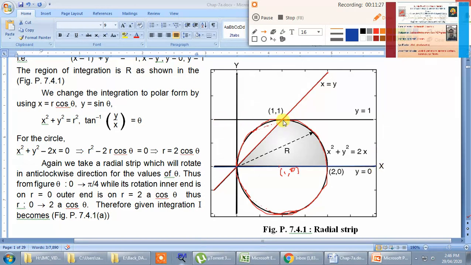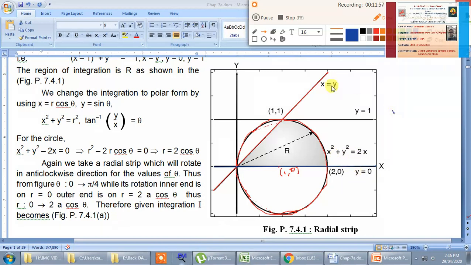Note that this will be the point of contact. If you put x equal to 1, y also will be equal to 1. And if you solve these two, putting y equal to x here, we get x square plus x square, that is 2x square, equal to 2x, and that gives you x equal to 1. So you'll find that the point of contact will be x equal to 1, y also equal to 1. You can check it out.